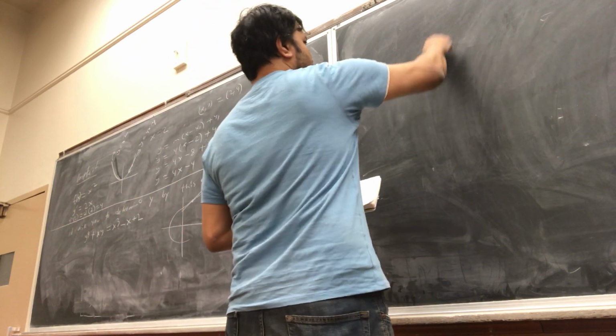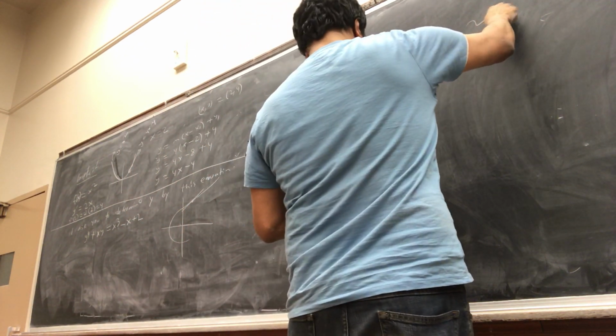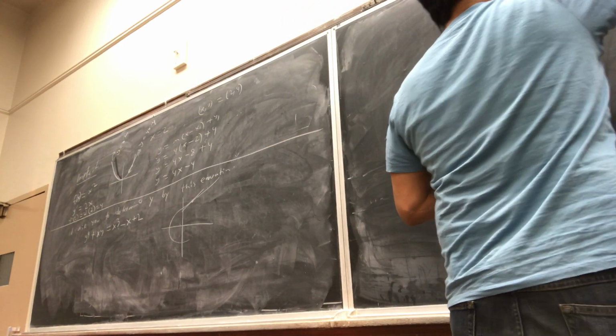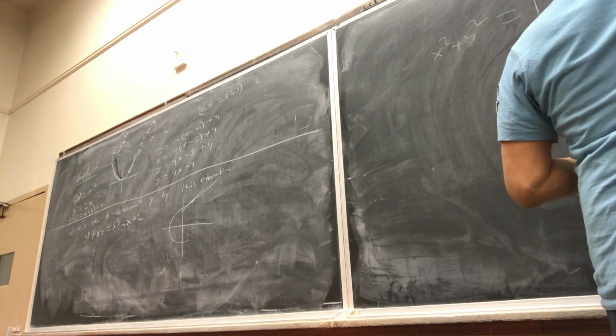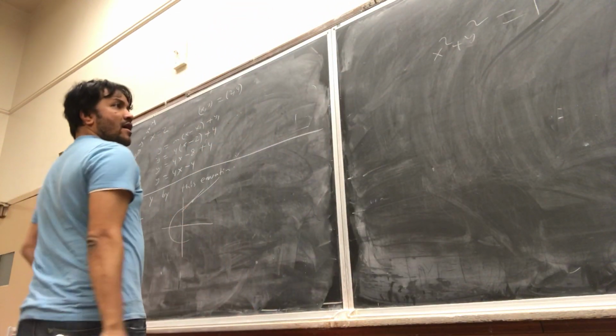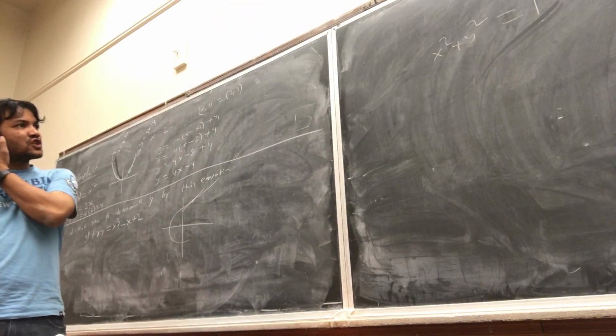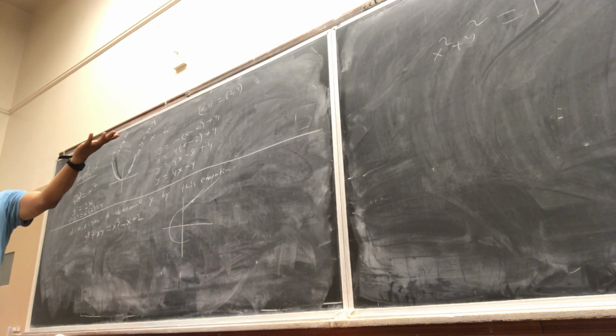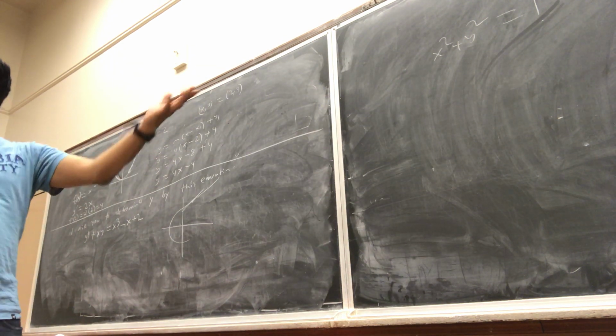X squared plus y squared is equal to 1. Find the equation of the tangent line when x is 3 over 5. Equation of the tangent line when x is 3 over 5. Okay, let's first draw it. This is something we know, right? X squared plus y squared equal to 1. This is something we know.